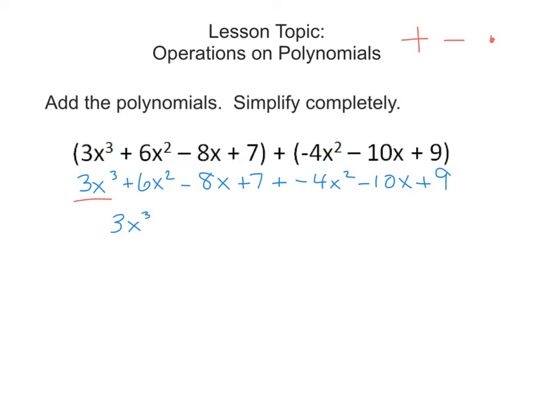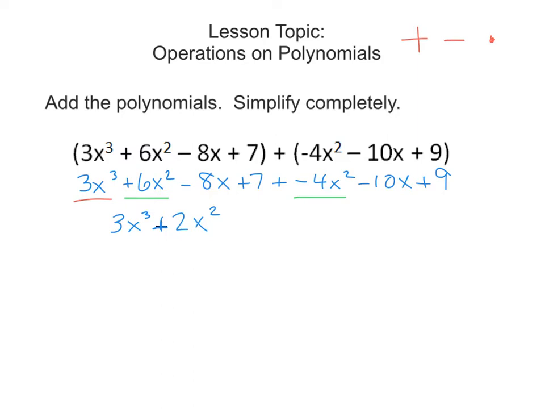So the next term in this is plus 6x squared. Do we have any other x squared terms? Yes, we do. We have a negative 4x squared right here. So what is a positive 6x squared plus a negative 4x squared? Well, that is 2x squared. So plus 2x squared, because positive 6 plus negative 4 is 2.